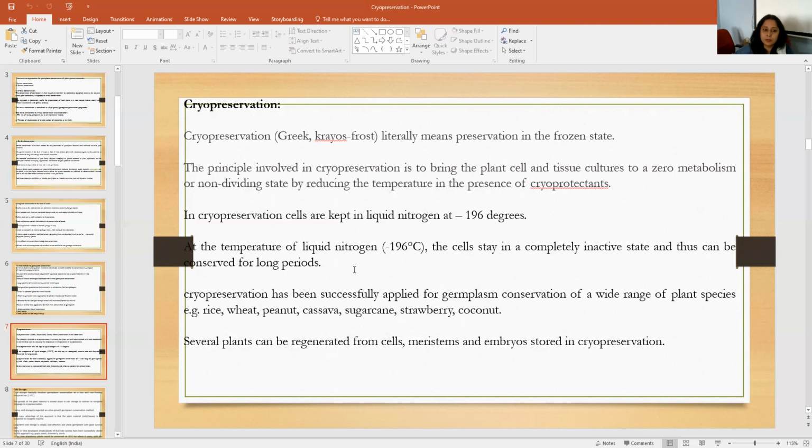So that's all about germplasm conservation techniques.